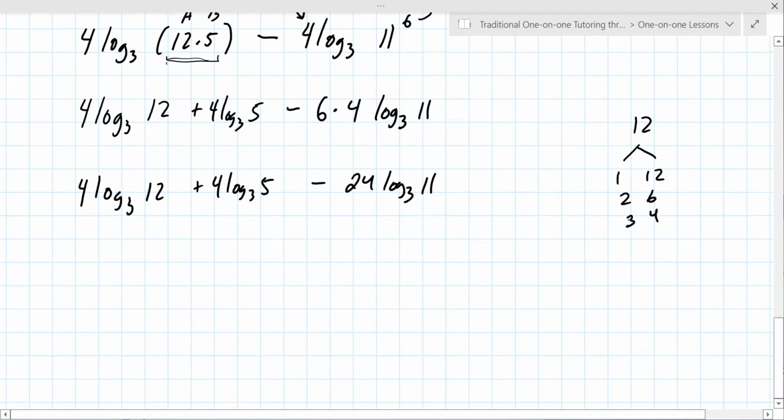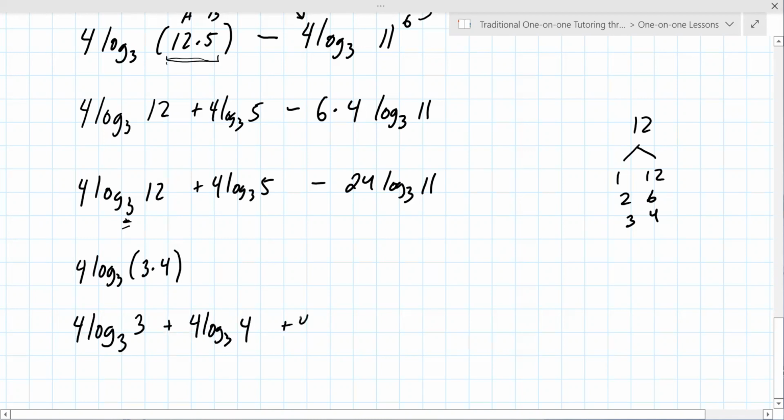Now, why am I doing all this? Because of that 3 right there. Because you can break the 12 apart into 3 times 4. And I don't know if that was the intent on this one, because usually it just becomes a prime number. But the reason that matters is now you can break it apart into 4 log base 3 of 3 plus 4 log base 3 of 4, plus 4 log base 3 of 5 minus 24 log base 3 of 11.